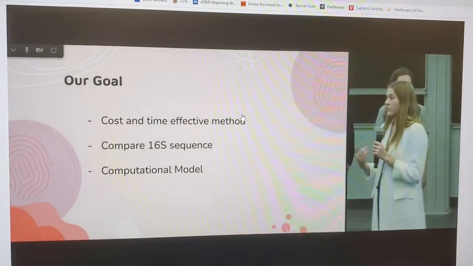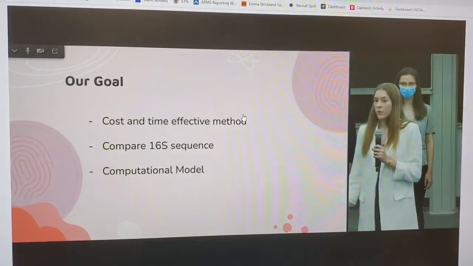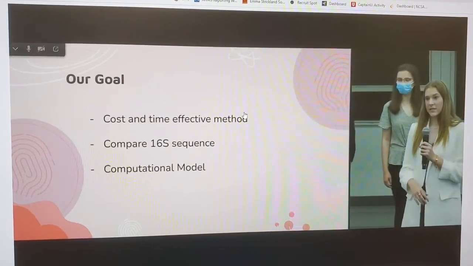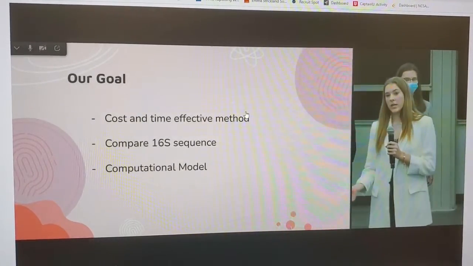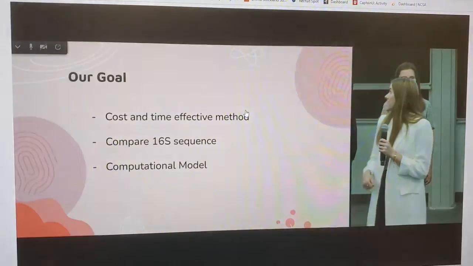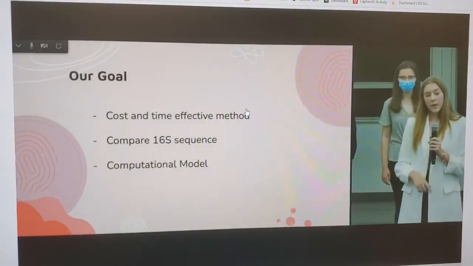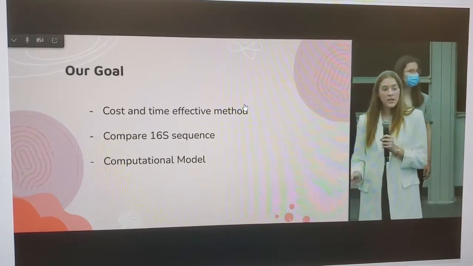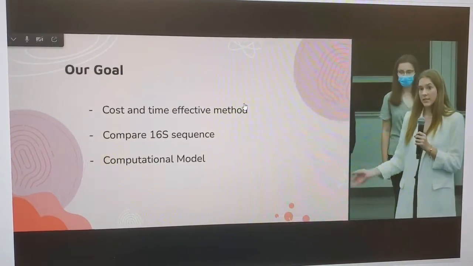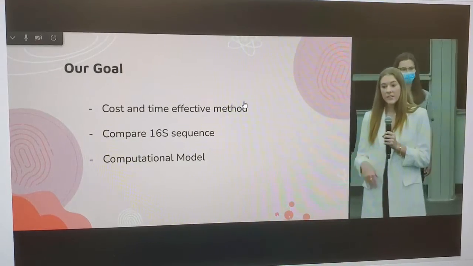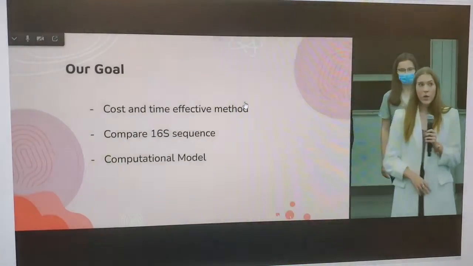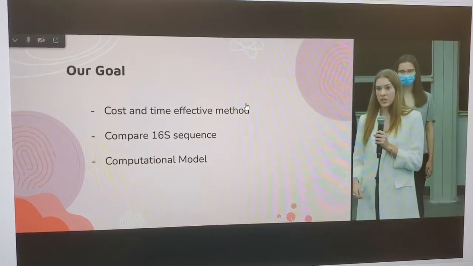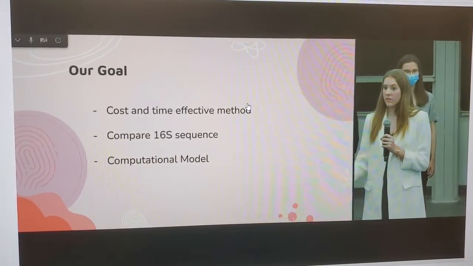Probiotics are beneficial to your body and in your diet. So we wanted to create a cost and time effective method of identifying lactic acid bacteria so that people have a better understanding of what they're putting into their body on a daily basis. So we did this by comparing the 16S sequence of the experimental biology team's data to the 16S sequences of the computer science team's online database, and this left us with a computational modeling method which took the 16S sequence of lactic acid bacteria and was able to identify the genus and even in some cases the species of this bacteria.